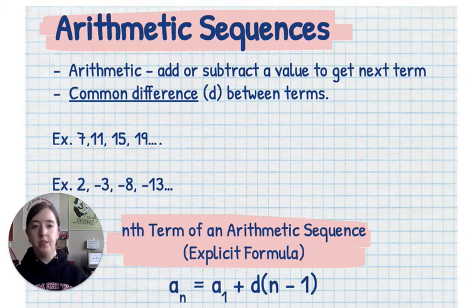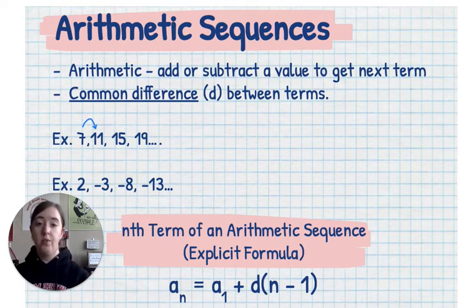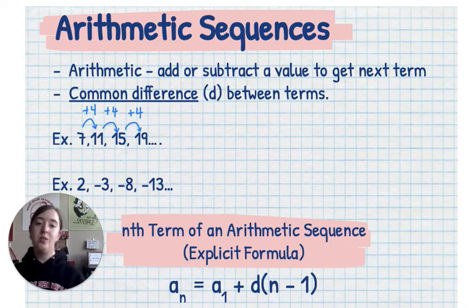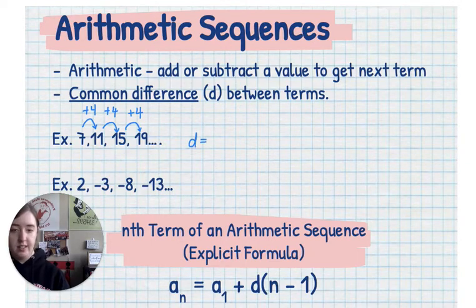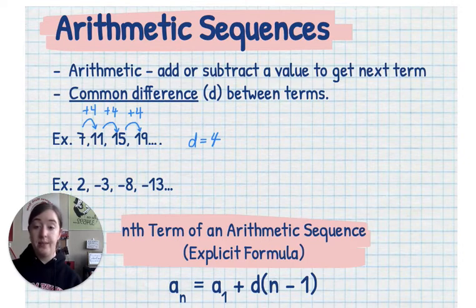So some examples of arithmetic sequences. Here we've got 7, 11, 15, 19. Since it's arithmetic, we're adding or subtracting the same thing every time. From 7 to 11 we added 4. From 11 to 15 we added 4. From 15 to 19 we added 4. So since we kept adding 4 every time, we know that our common difference is 4. Go ahead and find the common difference in the next one.